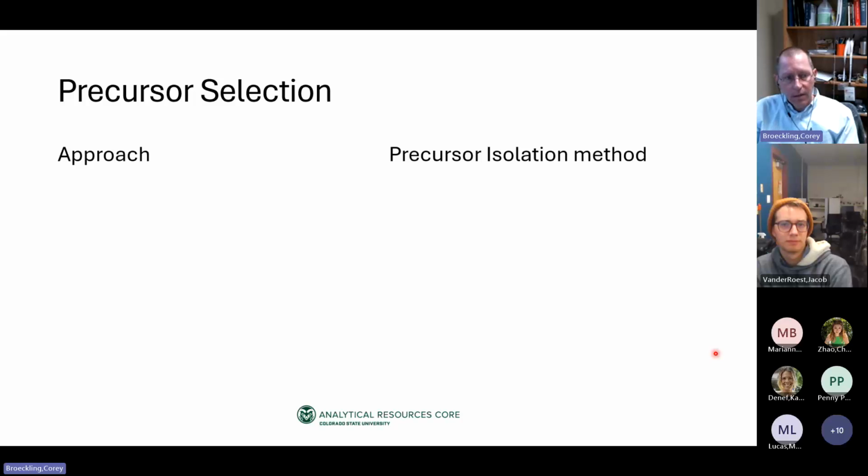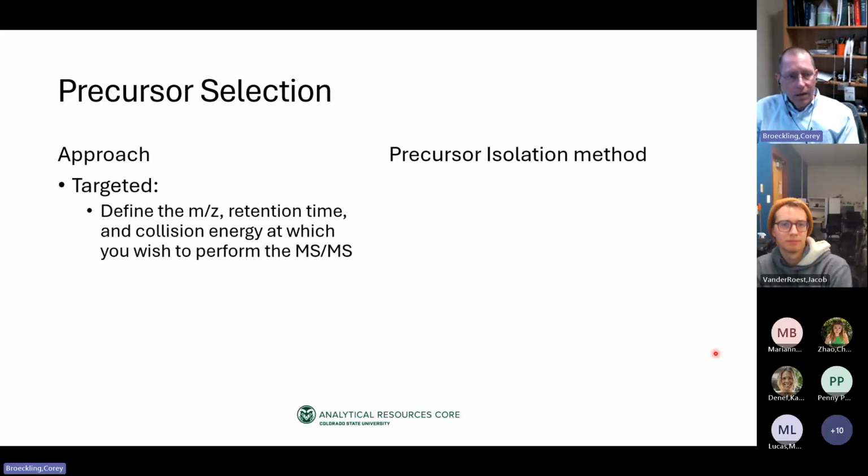So on the first side, the approach, what I'm referring to here is, are we going to select precursors in a predefined manner, which is what I will call targeted? If we are doing a targeted tandem quad assay, we want to measure hormones, we are going to tell the instrument what the precursor is, what the retention time is of our analyte if we're using chromatography, what collision energy we want to fragment at, and what the product ions are. So all of these things are predefined. Before we make an injection, the instrument has a to-do list that it will follow.